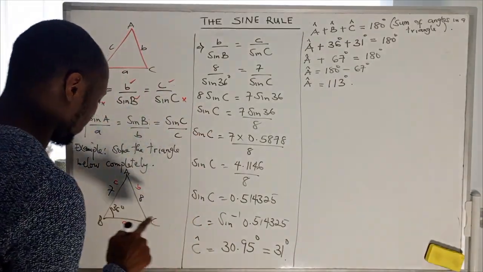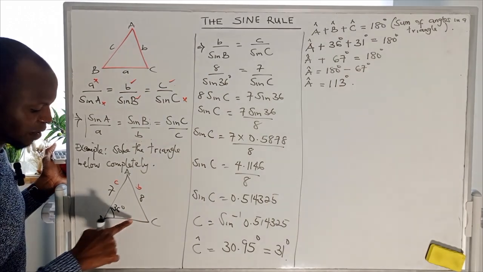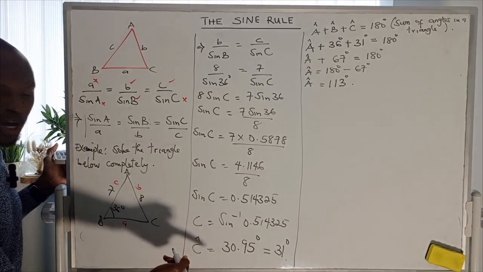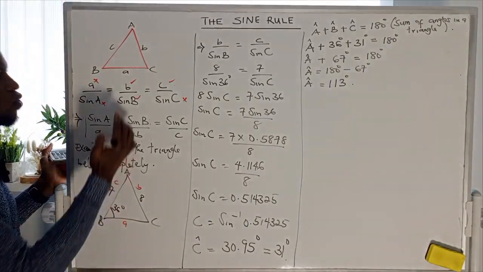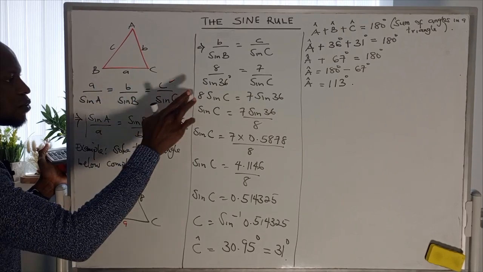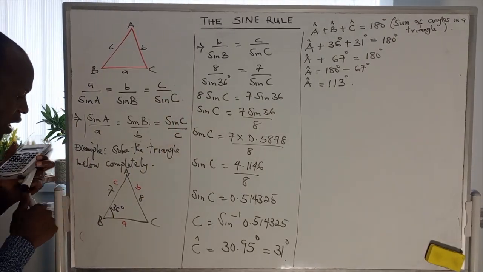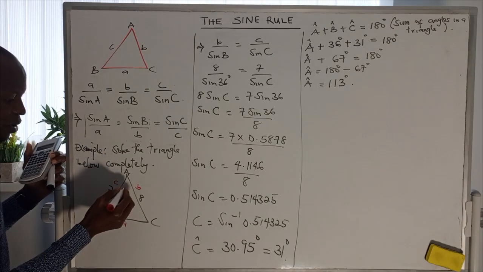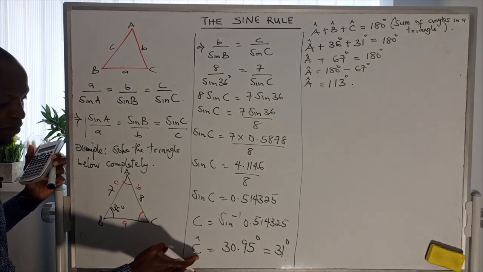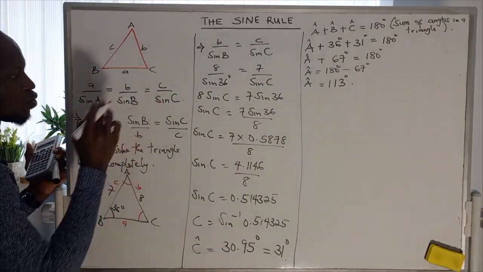I've gotten my angle A, I've gotten my angle C, it will remain my side A. As long as I know all other parameters in this triangle other than one side, I can go back to my sine rule. I know all the 3 angles, because I've gotten my angle C, my angle A, and I'm given my angle B. Okay, let's go to the sine rule.